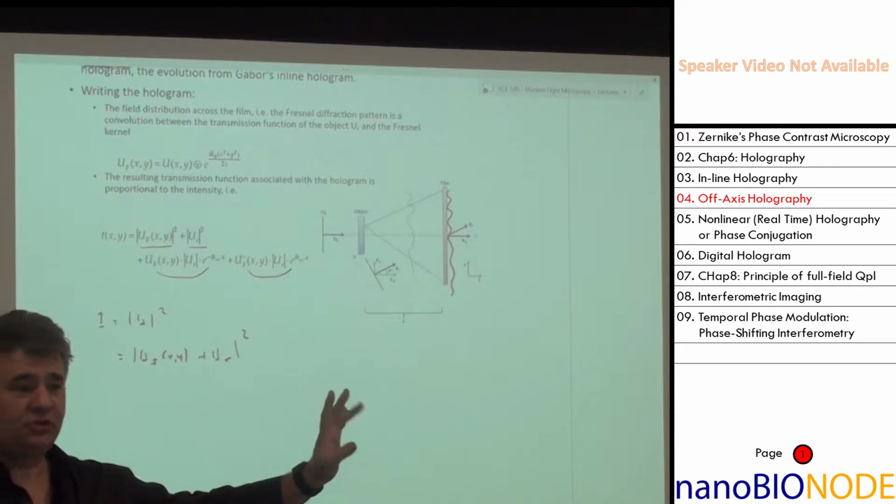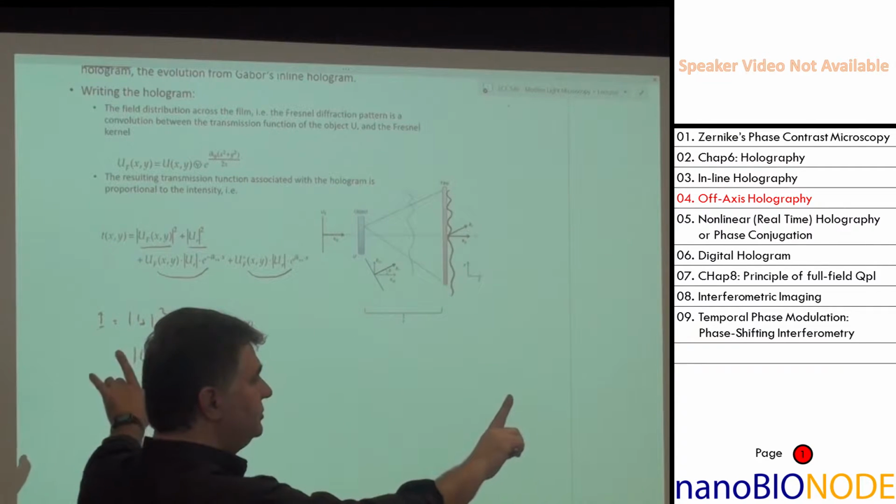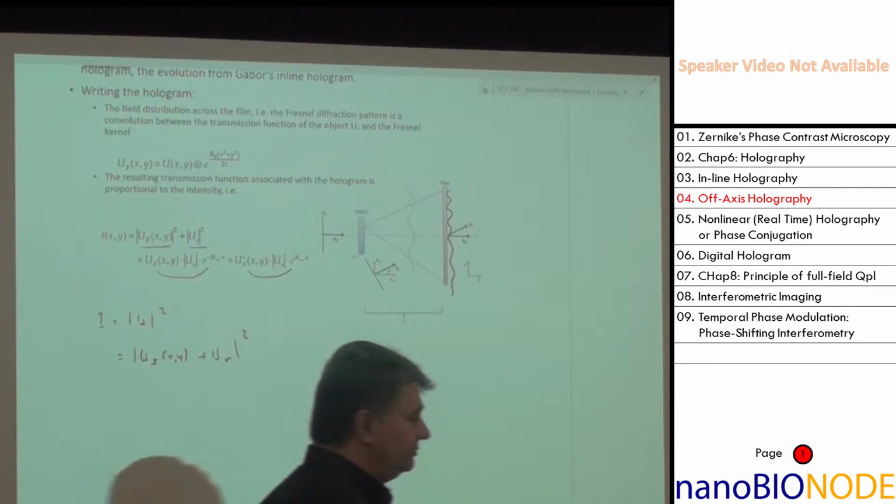That's it. So it's going to do exactly what we wanted. When I look at this, I'm not going to see this. They are not going to be in line anymore. This is going to split. That's what the cosine does. Splits your image in two.